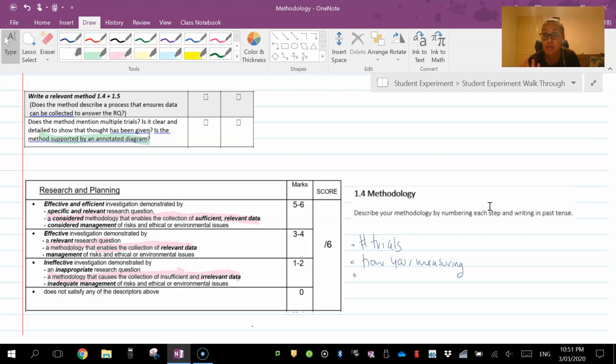start writing your methodology. Step points, so 1, 2, 3, 4, 5. Whatever, however many points you have. Make sure that you include information that allows the reader to understand how you used the equipment, how you changed the variables, and how you measured everything and what you kept the same. Okay, that's the methodology. Thanks.